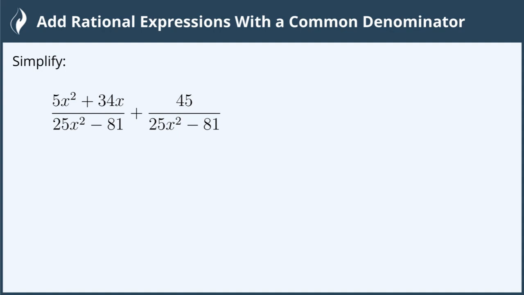In this question, we are adding two rational expressions that have a common denominator. In this case, that common denominator is 25x squared minus 81. So when we add the two expressions, they will still have that same denominator in the combined fraction. So we can say 25x squared minus 81 stays in the bottom.